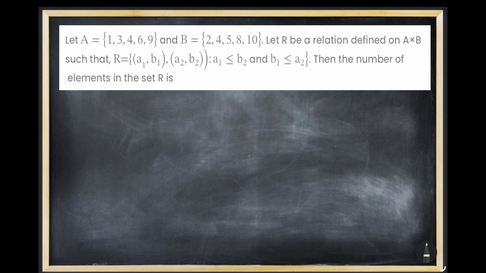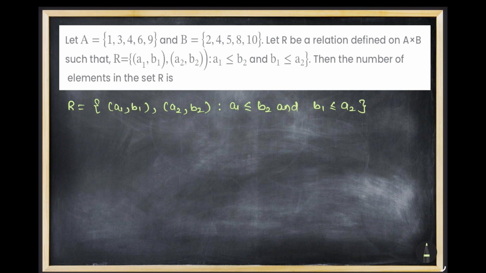So, we are back with a wholesome new question which says: let A equal to this, B equal to this. Great. So, we got our two sets. Let R be the relation defined on A cross B such that R is, first let's write down this thing: (a1, b1), (a2, b2) such that a1 is smaller than or equal to b2 and b1 is smaller than or equal to a2. Great. Then the number of elements.